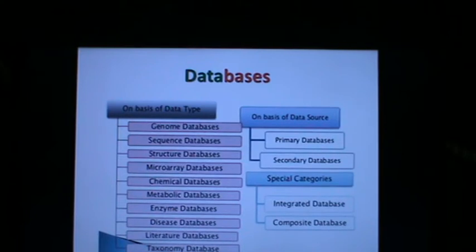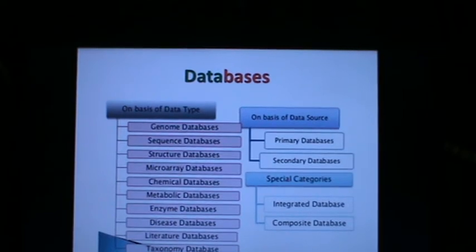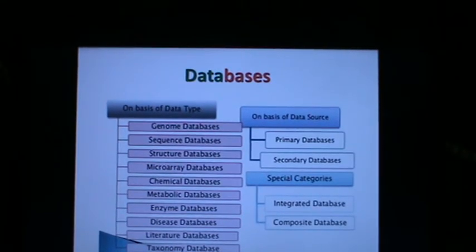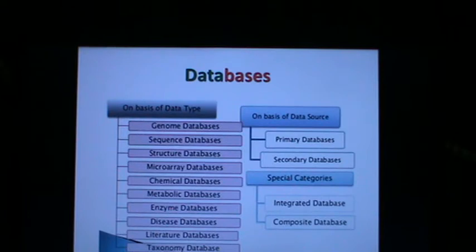The first is the genome database, sequence database, structure database, microarray database, chemical databases, metabolic databases, enzyme databases, disease databases, literature database, and taxonomy databases. All these databases are related to organisms. If all these databases are included in a major category, they are known as two types of databases.